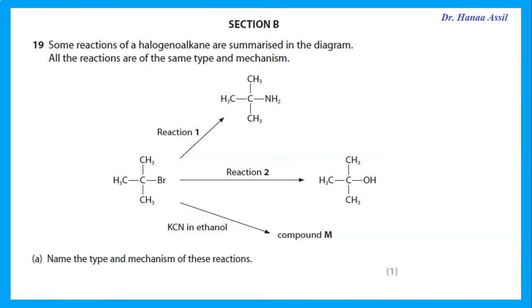In section B, the question says, some reactions of a halogenoalkane are summarized in the diagram. All the reactions are of the same type and mechanism. Name the type and mechanism. So what is happening? We are replacing the Br with either an NH2, an OH, or a cyanide, because he's reacting it with KCN. So that means this is a nucleophilic substitution reaction.